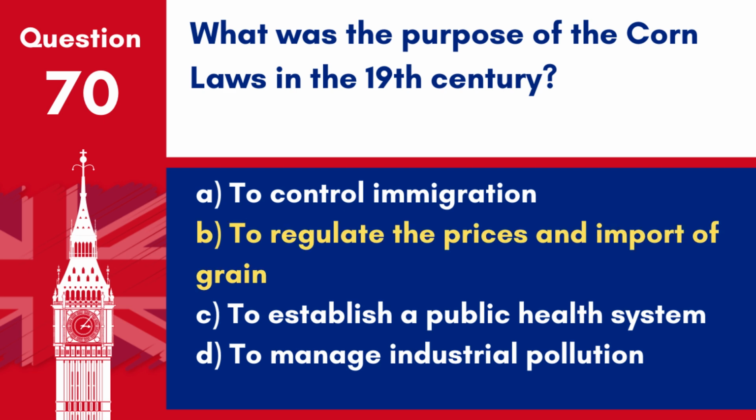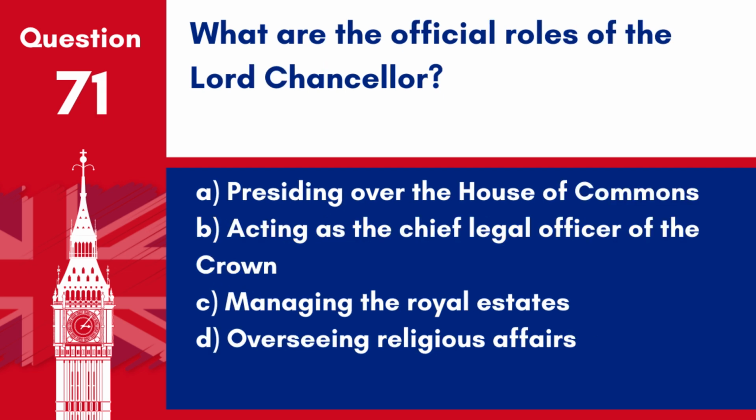Answer B. To regulate the prices and import of grain. The Corn Laws were introduced to impose restrictions on the import of grain, aiming to keep prices high to favour domestic producers. Question 71. What are the official roles of the Lord Chancellor? A. Presiding over the House of Commons. B. Acting as the chief legal officer of the Crown. C. Managing the royal estates. D. Overseeing religious affairs.